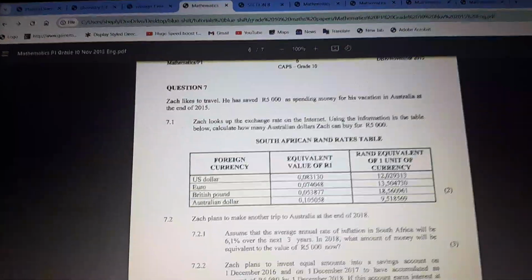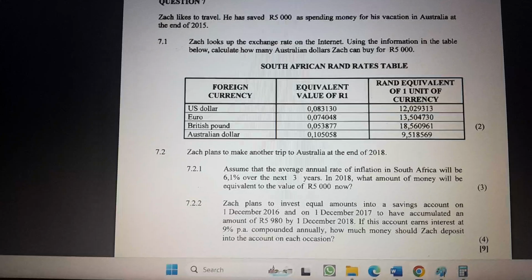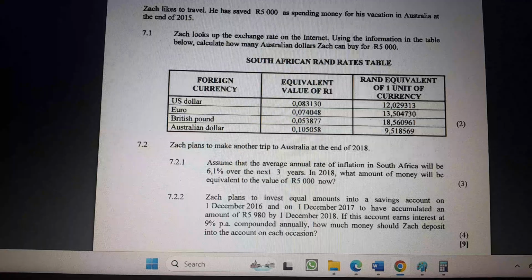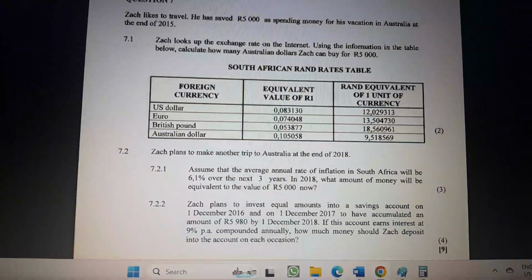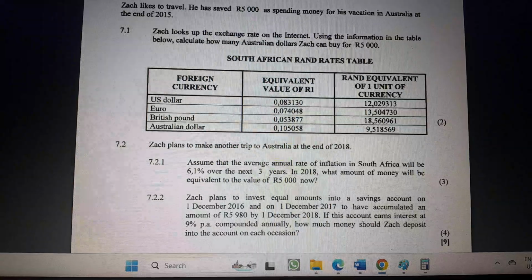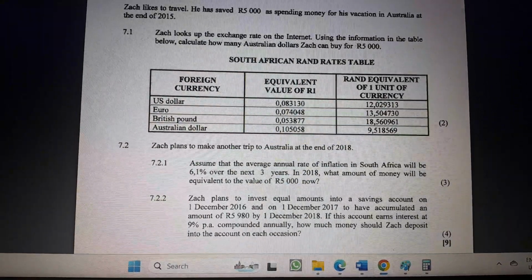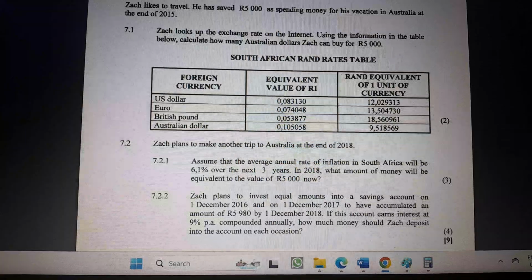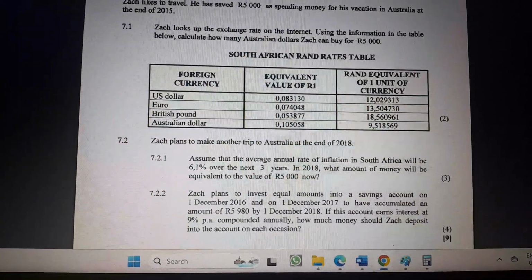Yes, next question. You have to read this question very carefully. Zach likes to travel. He has saved 5,000 as spending money for his vacation in Australia at the end of 2015. Zach looked up the exchange rate on the internet. Using the information in the table below, calculate how many Australian dollars Zach can buy from 5,000.